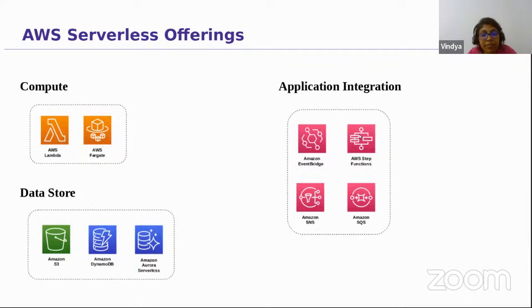And then we have Step Functions. If you have to manage a serverless workflow with different steps, you can use these AWS Step Functions. We'll be looking at AWS Step Functions in a bit in a use case. And then when it comes to messaging, we have SNS, the notification service, and then SQS, a queue service.